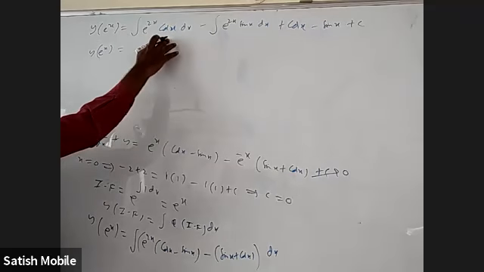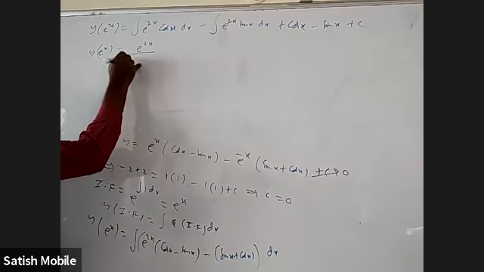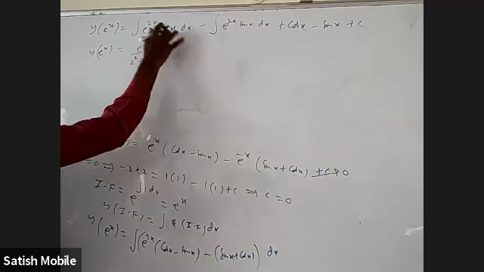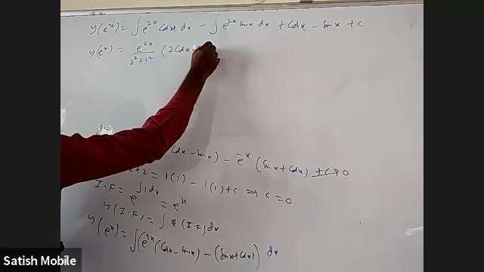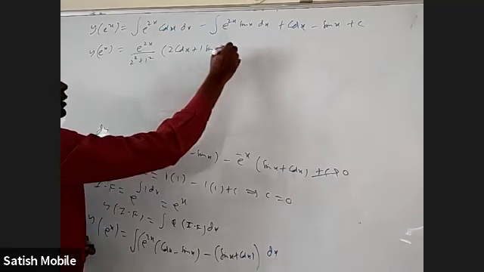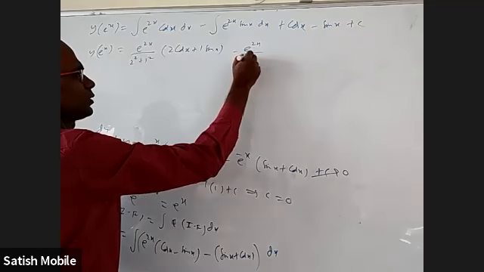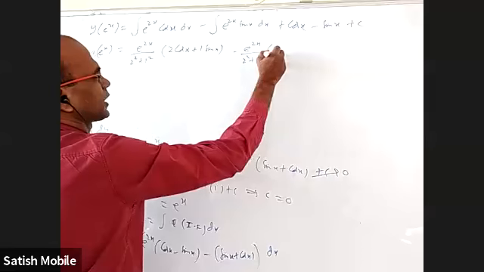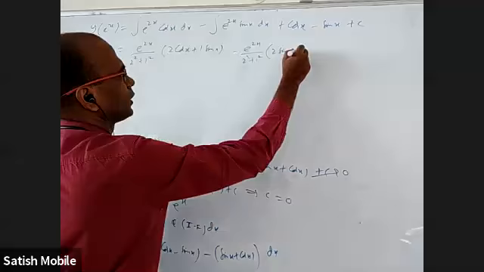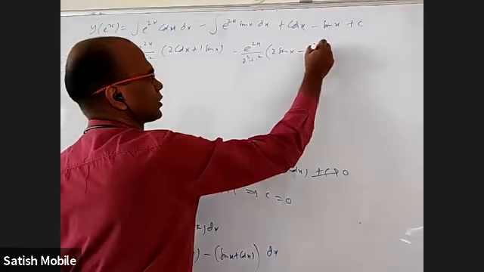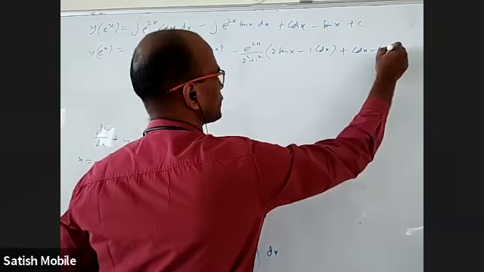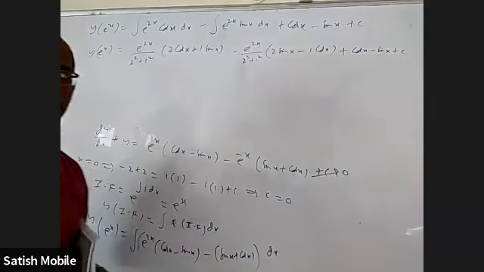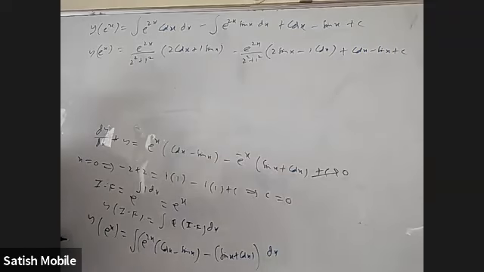For this e power ax cos x formula, it is e power 2x by 2 squared plus 1 squared into a cos x, which is 2 cos x, plus b sin x, which is 1 into sin x. For this e power 2x sin x, it is e power 2x by 2 squared plus 1 squared, a sin x, which is 2 sin x, minus b cos x, which is 1 into cos x, plus cos x minus sin x plus c.